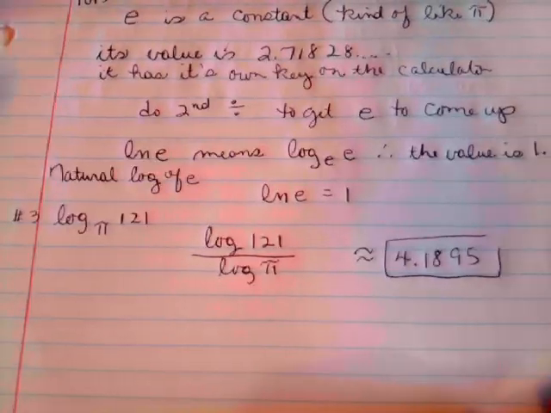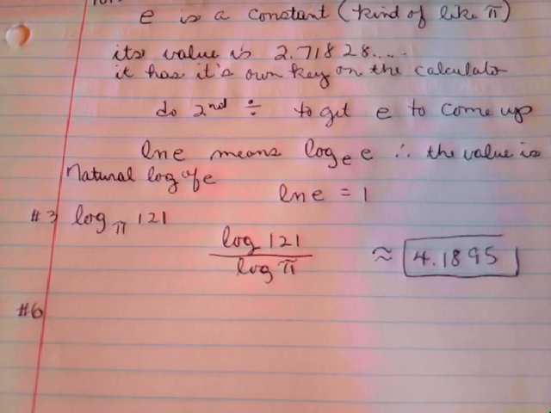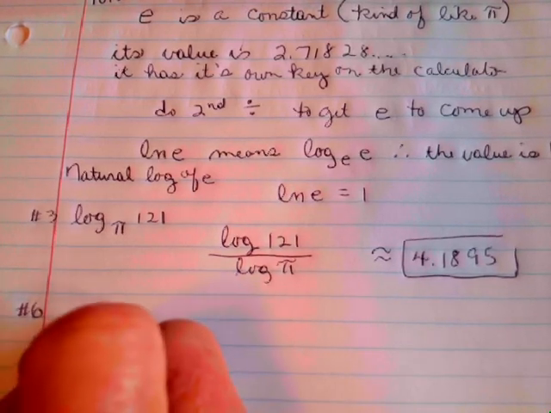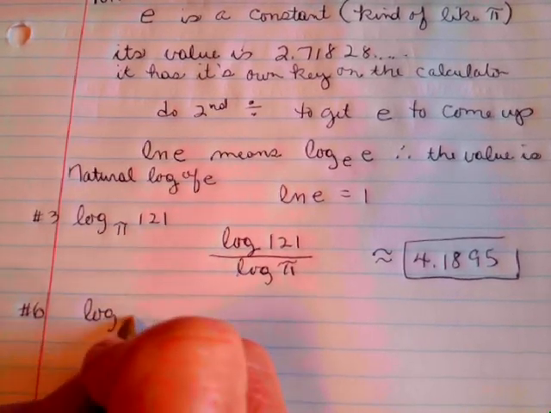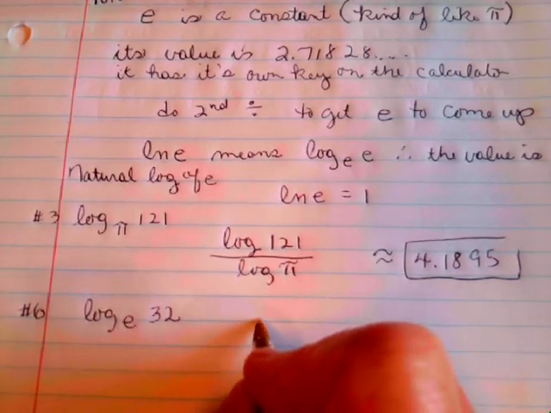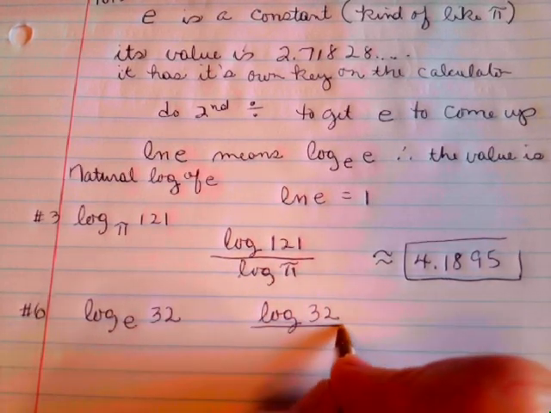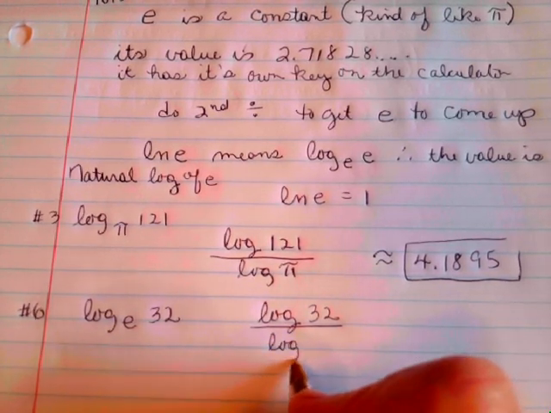Number 6 on this homework lesson has this new E symbol in it that we're looking at. They want you to find the value of log base E of 32. So I'm going to put this in my calculator. Log of 32 divided by log of E.